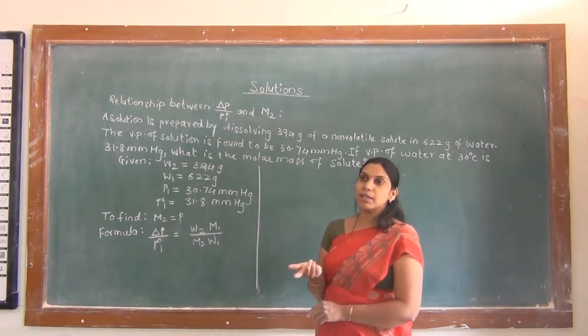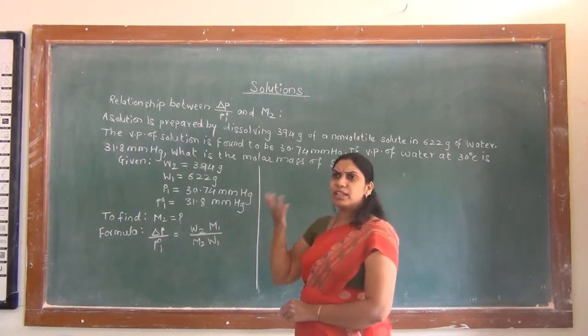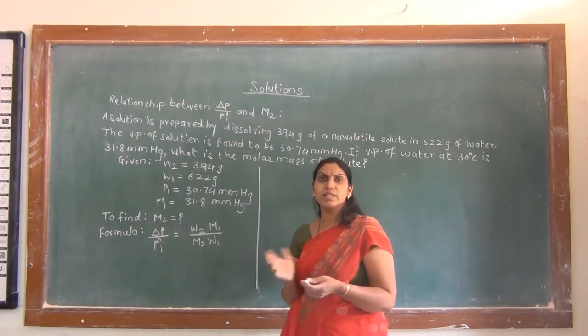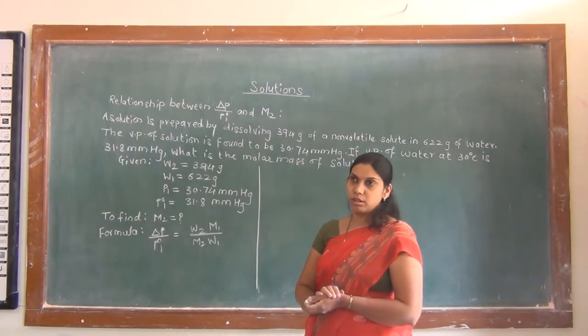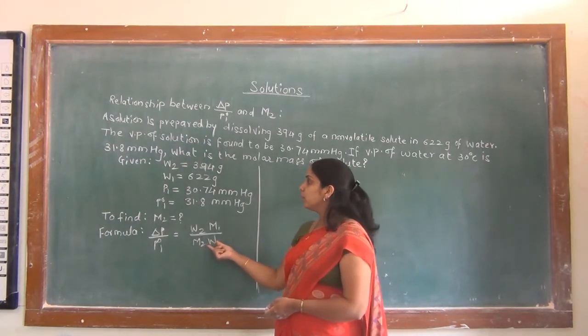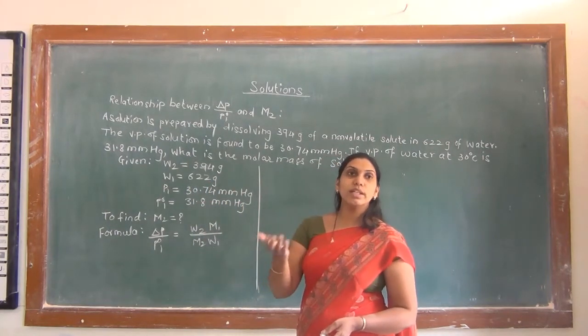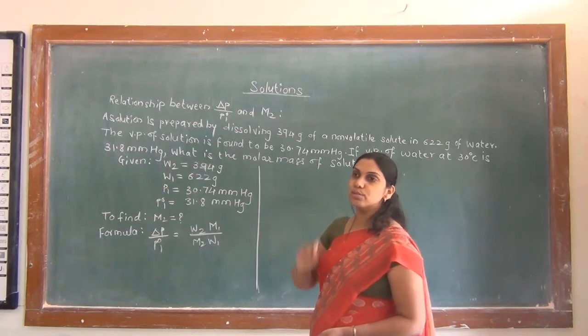P01 is given, W2 is given, M1 is not given. M1 is the molar mass of solvent. Which solvent is used? Water. We can calculate the molar mass of solvent, it is easy, that is 18 gram per mole. Then M2 we have to calculate, and the value of W1 is also given. So we will actually go to the solution of this problem.